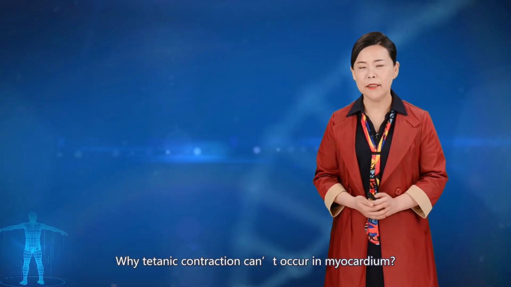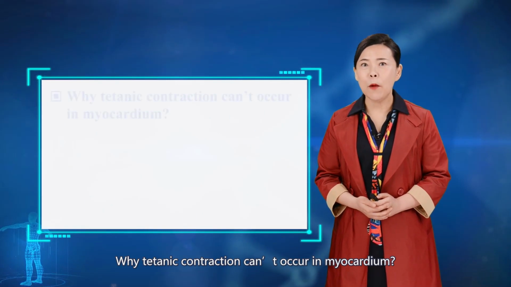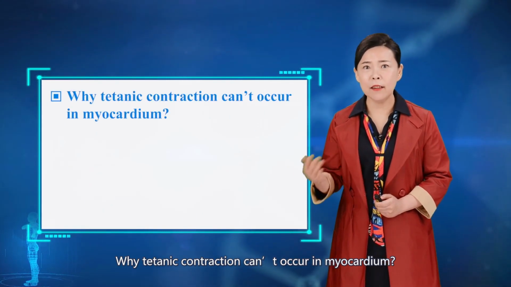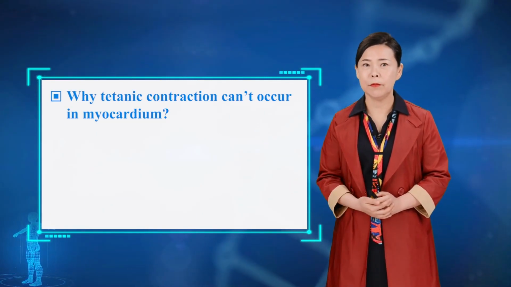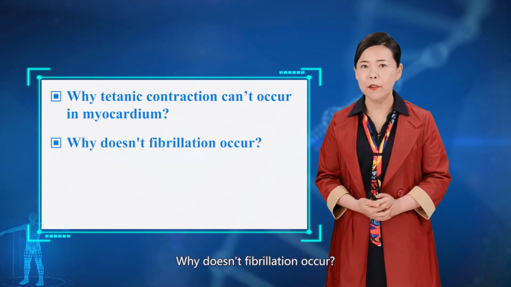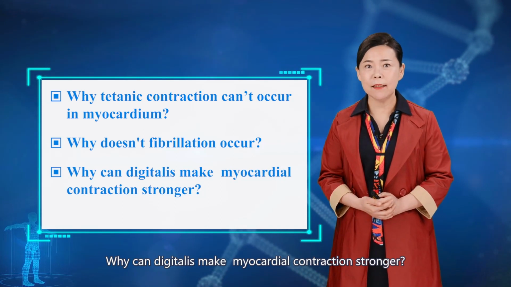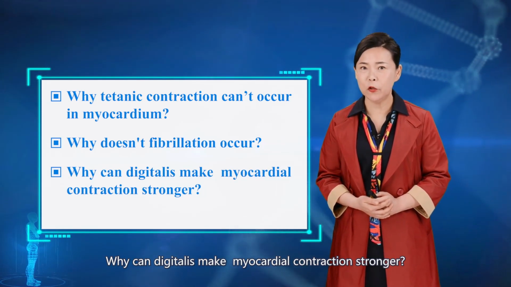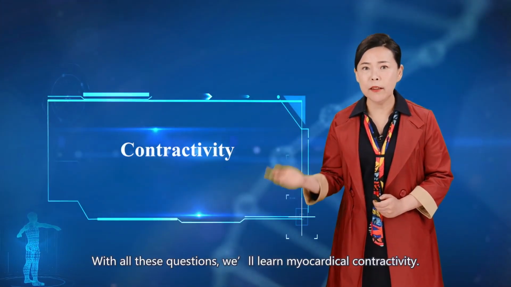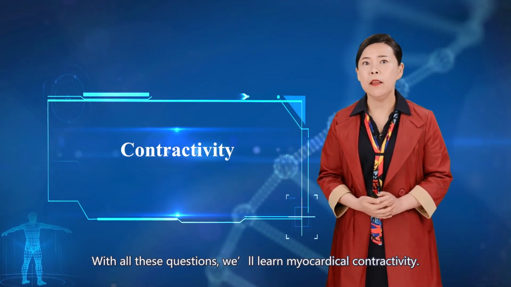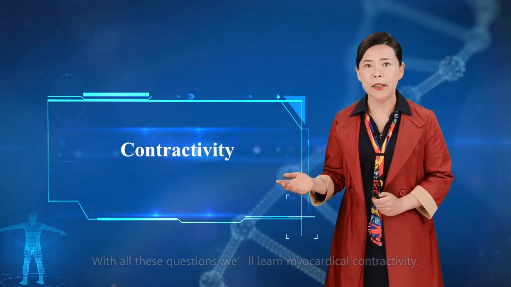Hello everyone. Do you know why tetanic contraction can't occur in myocardium? Why doesn't fibrillation occur? Why can digitalis make cardiac contraction stronger? With all these questions, we'll learn myocardial contractility.